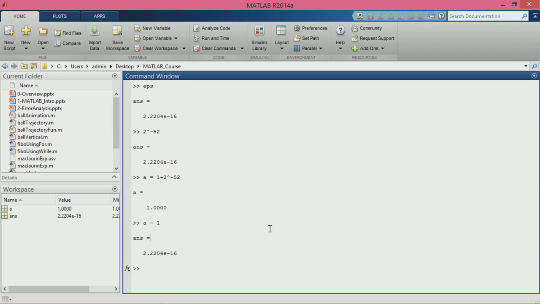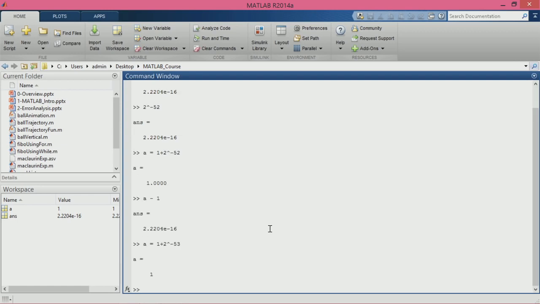However, what if we write A equal to 1 minus 2 to the power minus 53? This number is going to be indistinguishable from 1. If we say A minus 1, we are going to get a result of 0. So, what this means is that our MATLAB has a least count of 2 to the power minus 16, and that is what is known as the machine precision.